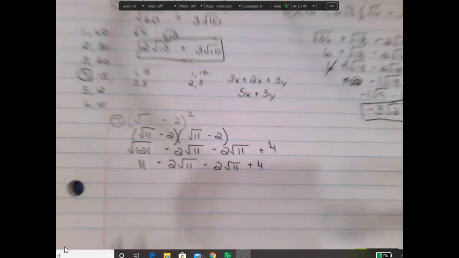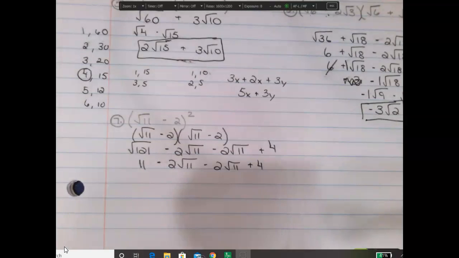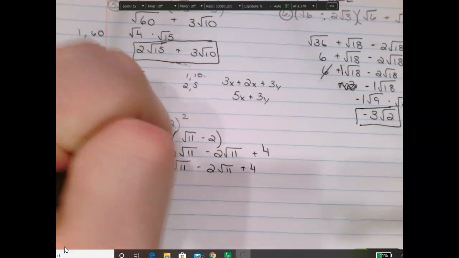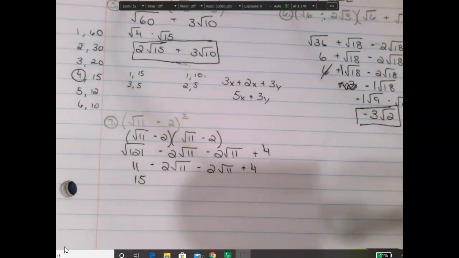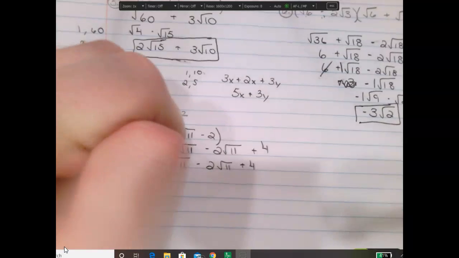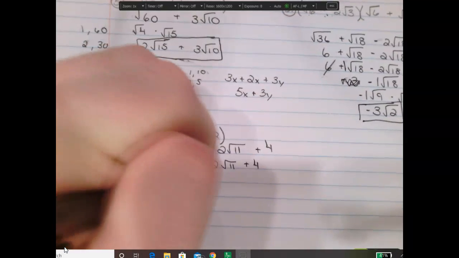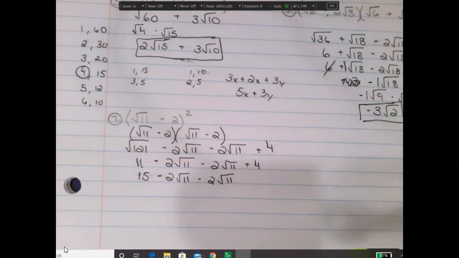Again, I like whole numbers, so I'm going to do those first. 11 plus 4, that's going to be equal to 15. So I've got 15 minus 2 radical 11 minus 2 radical 11. Now I've got some like radicals. That like radical is radical 11, so I can combine these two.